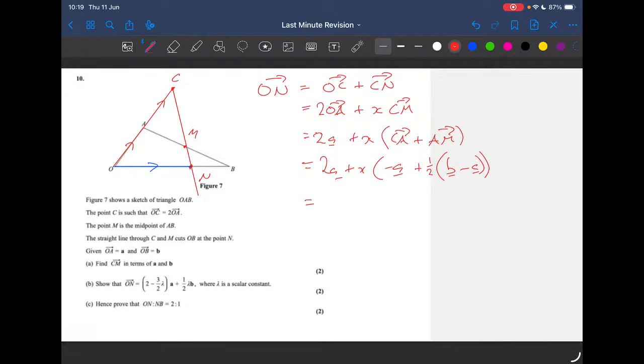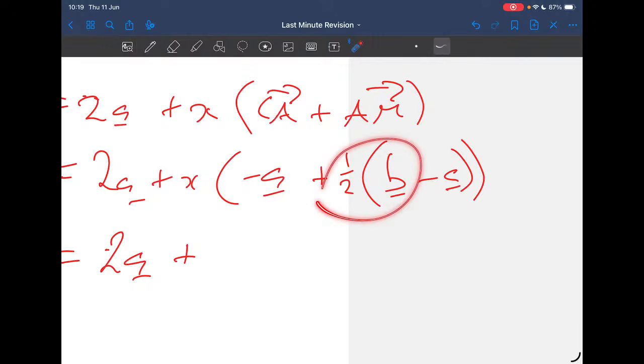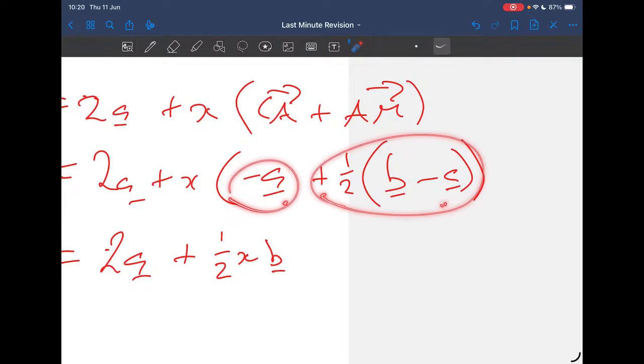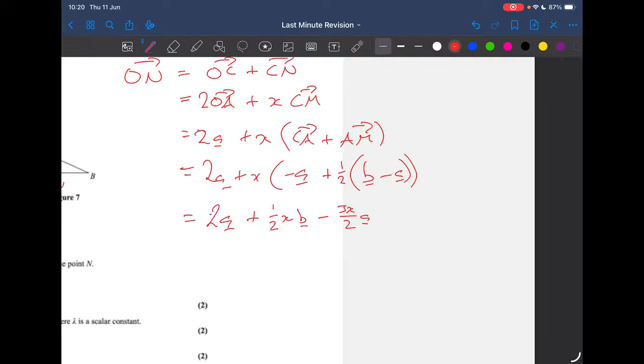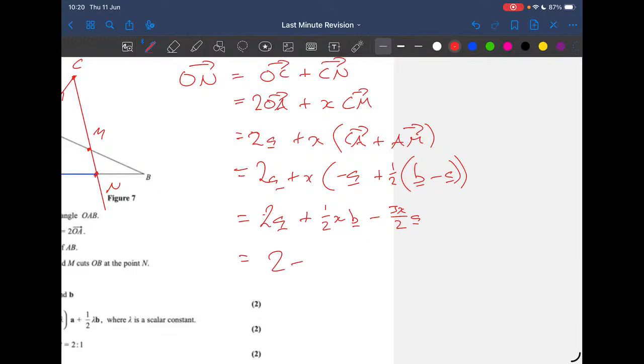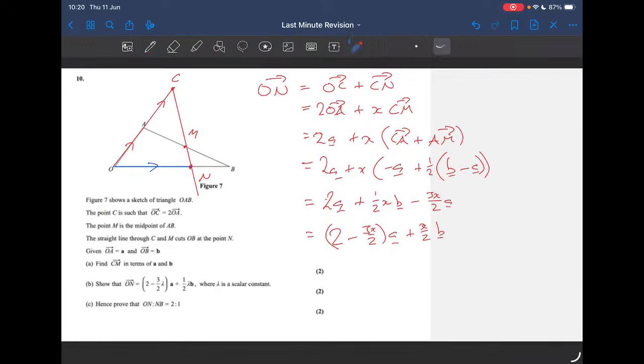That looks good. Let's expand some brackets here. I've got 2A still at the front, plus what's inside this bracket: a half of B, times X, so a half X lots of B. How many A's? I've got minus 1 there, minus another half, so minus 3 on 2, so minus 3X on 2 lots of A. I'm going to factorize this for the A's and the B's. So I've got 2 minus 3X on 2 lots of A, plus X on 2 lots of B. You always want it in terms of your A's and B's. So that's the red way, and we've got there in terms of A's and B's.